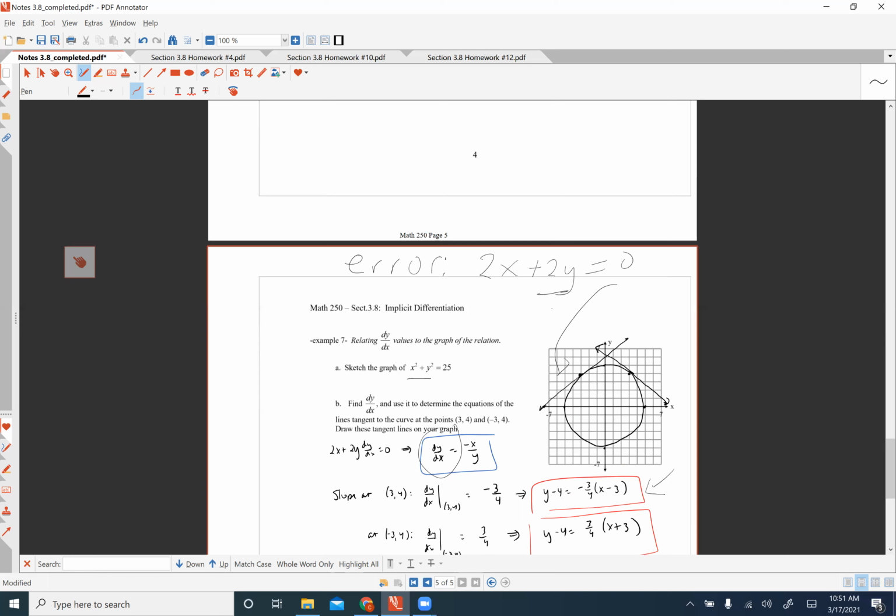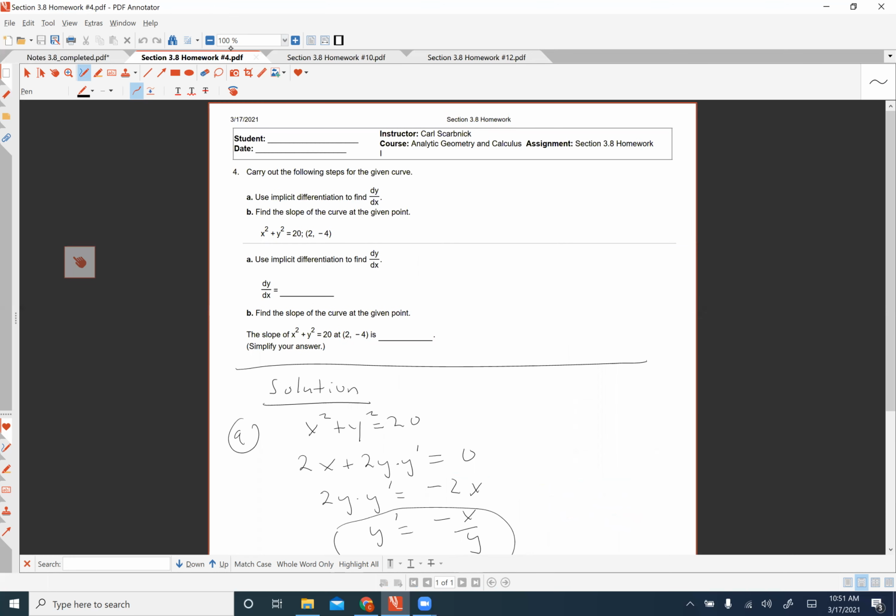I've actually put them online. So let's see if I can do this. Okay, so it's another one. So this is another problem, similar to what we just did. We're going to use implicit differentiation.